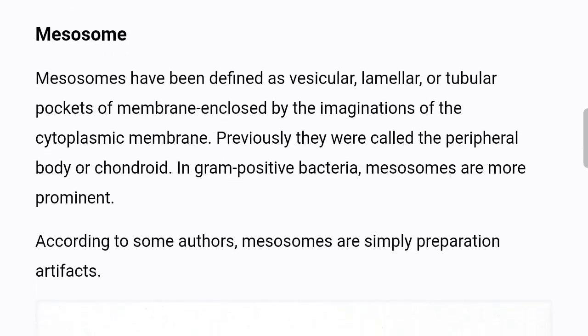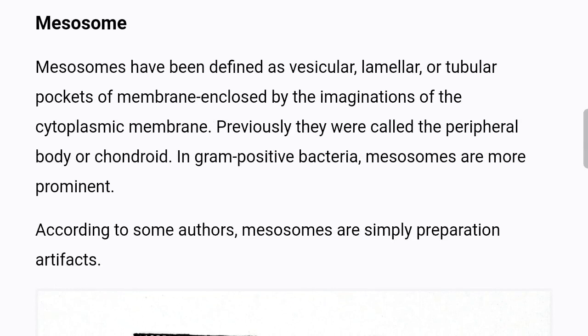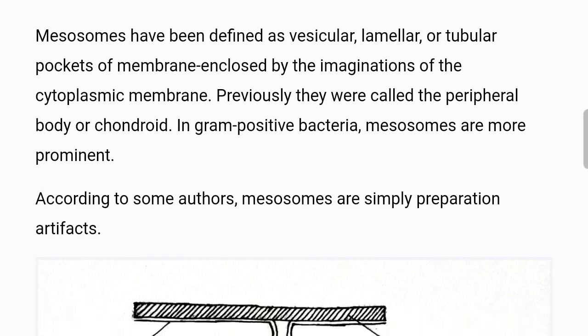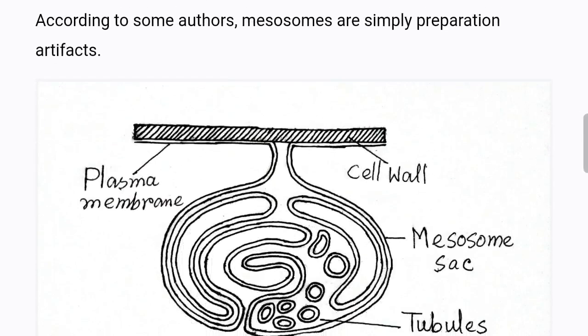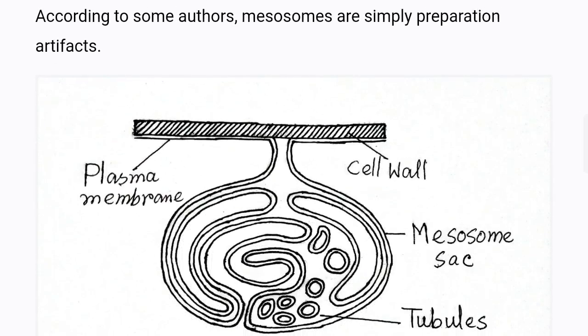Mesosome. Mesosomes have been defined as vesicular, lamellar, or tubular pockets of membrane enclosed by the invaginations of the cytoplasmic membrane. Previously, they were called the peripheral body or chondroid. In gram-positive bacteria, mesosomes are more prominent. According to some authors, mesosomes are simply preparation artifacts.